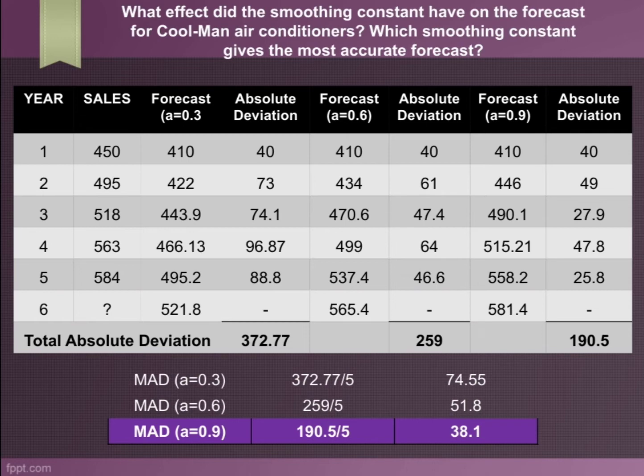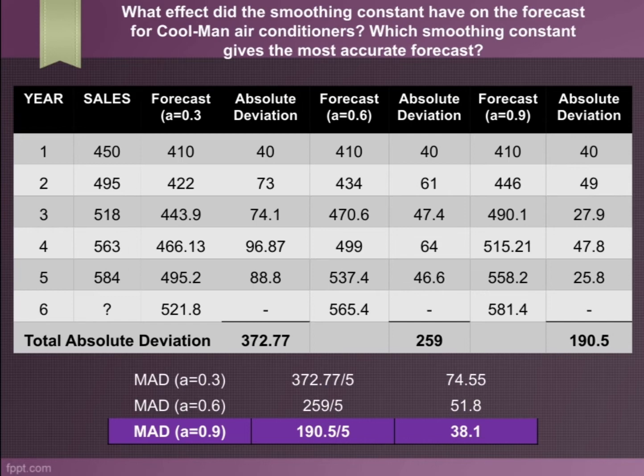And then the mean absolute deviation using alpha 0.6: 259 divided by 5 equals 51.8, and the mean absolute deviation using alpha 0.9: 190.5 divided by 5 equals 38.1. So the most accurate forecast is the 38.1, or the forecast using alpha 0.9.